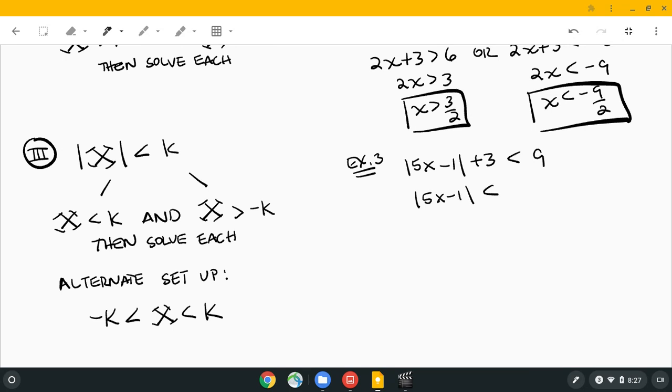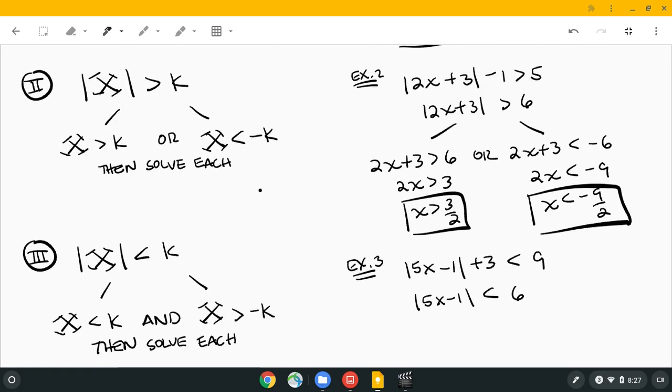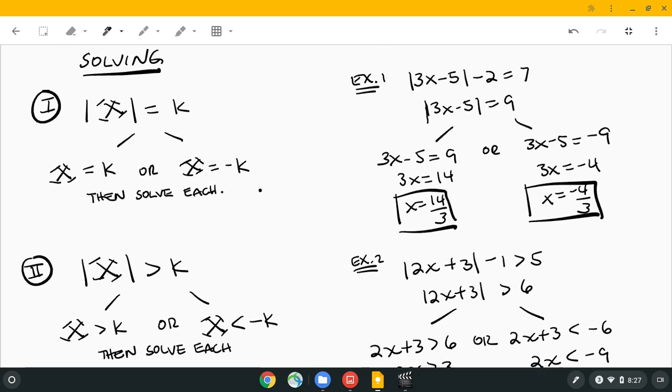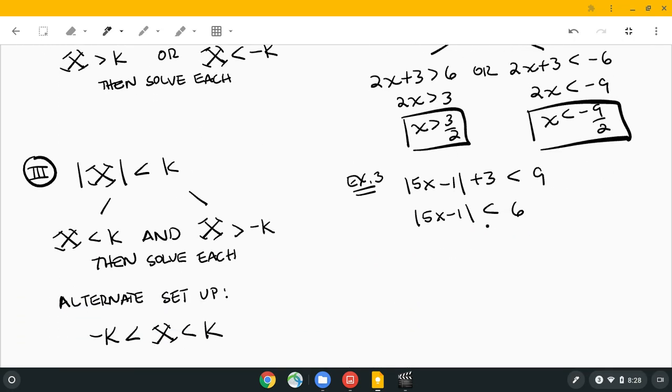Subtract 3 on both sides, and we get 6. Okay, you have these two ways of setting it up. I'm going to go ahead and choose this one. For some reason, students prefer that one, I think because with absolute value, they're used to setting up two situations. So they kind of want to keep that consistency going instead of introducing this new look here. So I'm going to use that method as well.